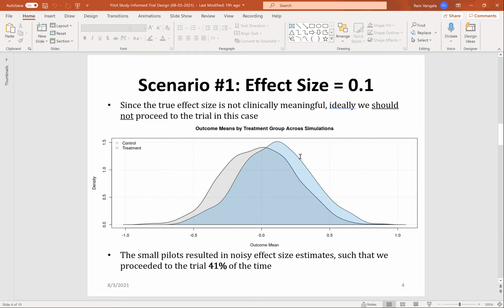And it turns out that in this particular scenario, 41% of the time, we see effects that are bigger than that 0.2 threshold. So we end up proceeding to trial in 41% of cases where really we shouldn't be running this trial at all. So this seems like a pretty big error. It's driven by the small sample size of the pilot.